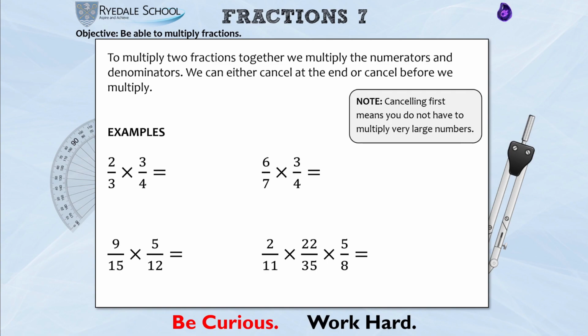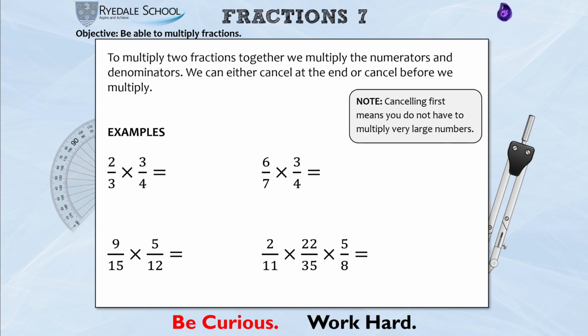Now, when you've done that multiplication, you'll probably end up with a fraction that cancels. So you can cancel a fraction at the end, or I'm going to show you a more clever approach where you do the cancelling before you multiply. And we'll see why that is beneficial in a moment.